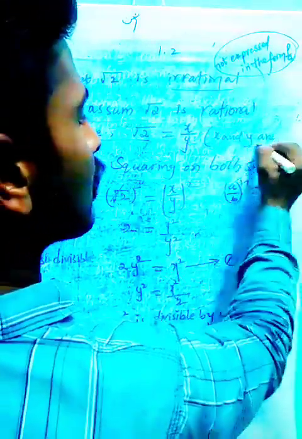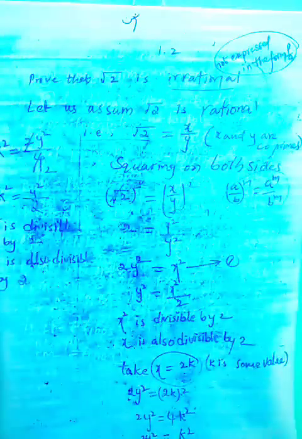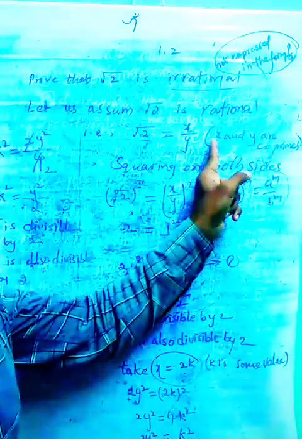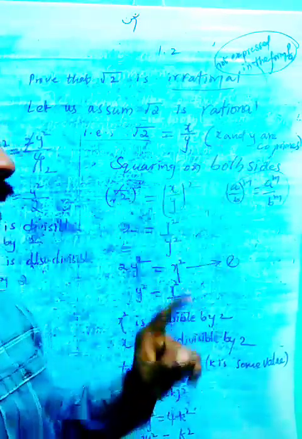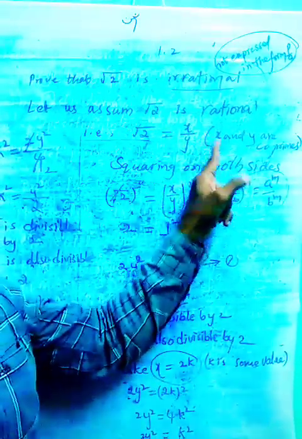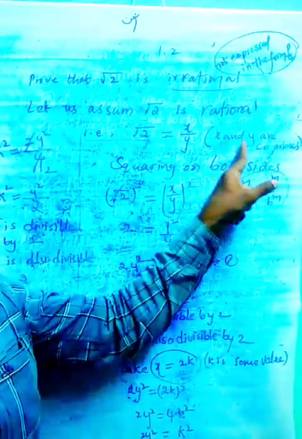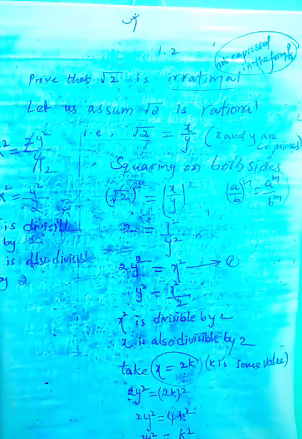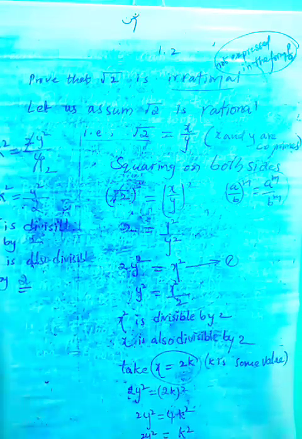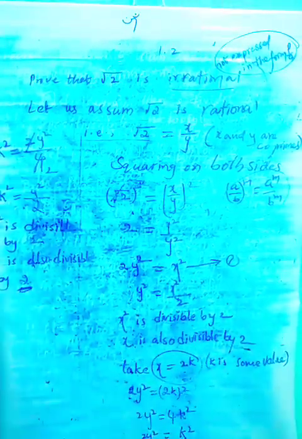What is the definition of co-prime? Co-primes means that the common factor of the numbers is 1. When their highest common factor is 1, the two numbers are said to be co-prime numbers. But you observe here, x is divisible by 2 and y is also divisible by 2.